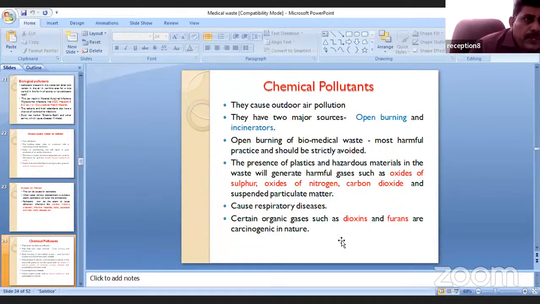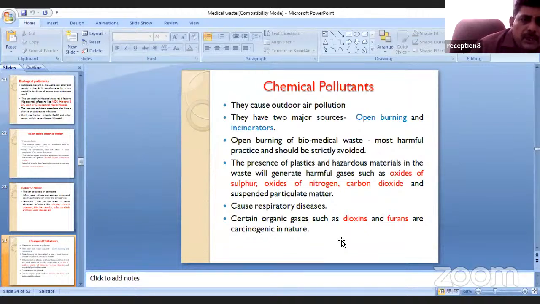And chemical pollutants also play a major role in biomedical hazards, especially those that cause outdoor air pollution. So how is it generated? It can be generated by two methods: open burning and incinerators.